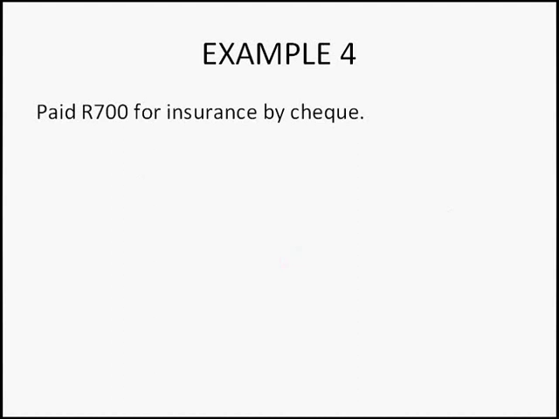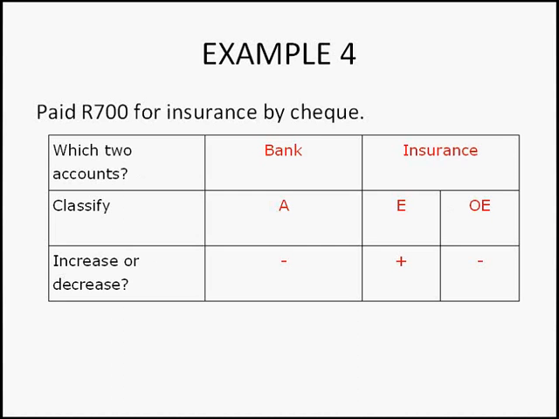If I pay for insurance, then clearly insurance must be the one account. And if I pay something by cheque, it means that I'm paying it out of my bank account, and therefore bank will be the other account that I work with. So what now needs to happen is I need to classify these accounts. Firstly, bank. Bank is an asset because it's the money that I have in the company that belongs to me. I own it. On the other hand, insurance is an expense.